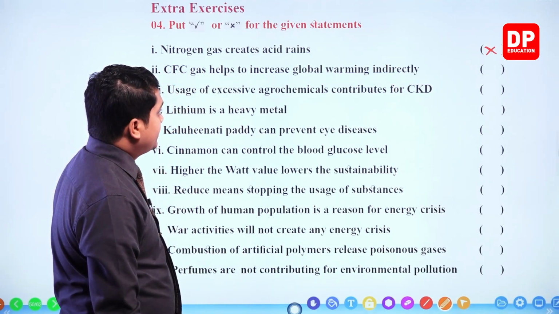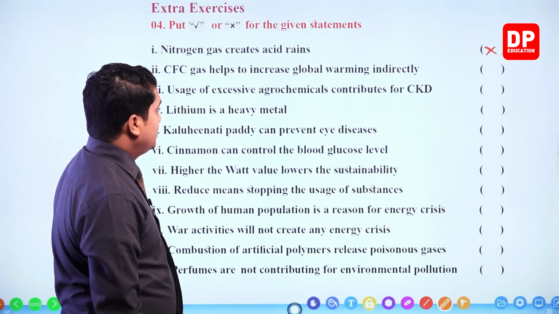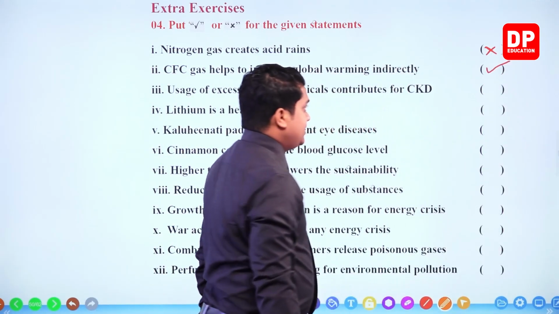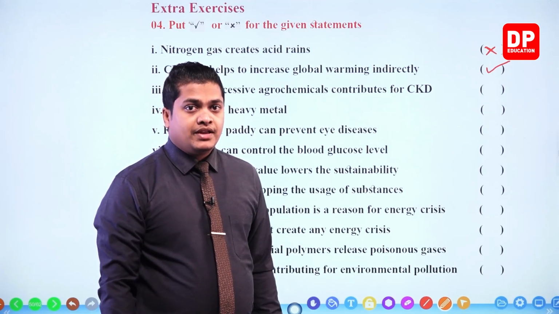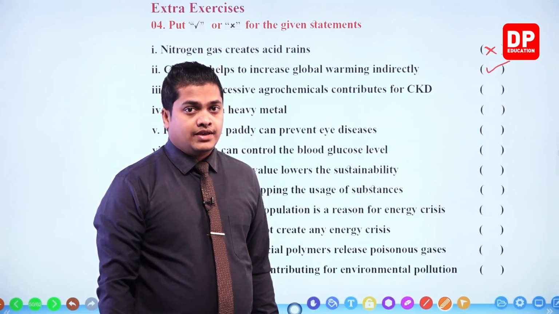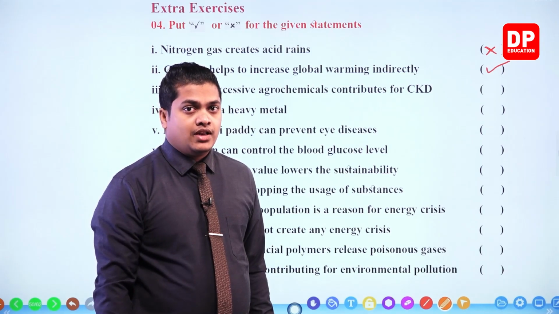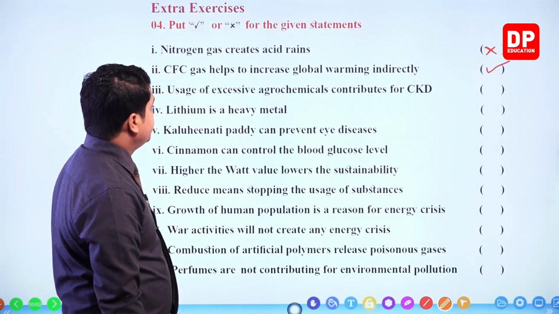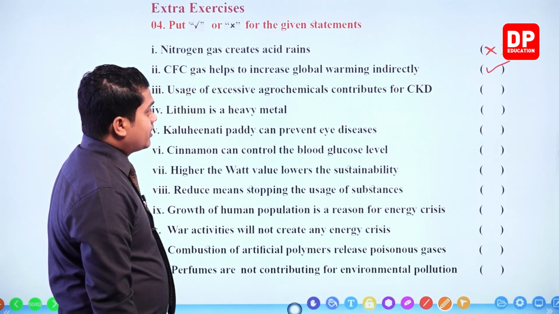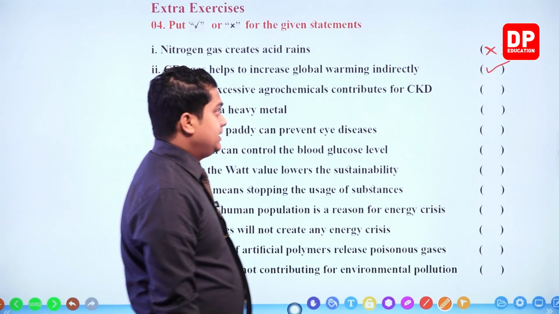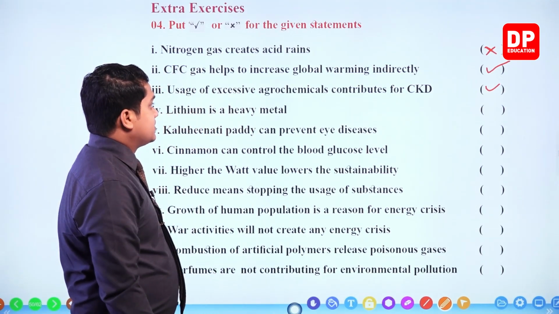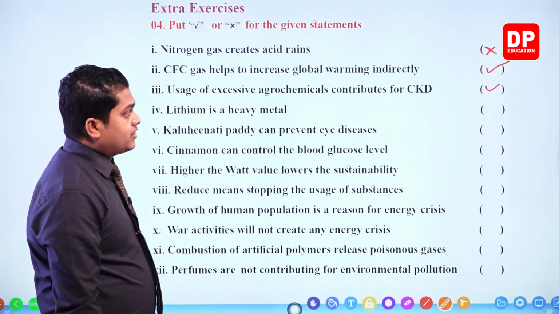CFC gas helps to increase global warming indirectly. Correct, no problem, because CFC gas has the ability to deplete the ozone layer. Because of ozone layer depletion, it indirectly helps to increase the global warming process. So it is correct. Usage of excessive agrochemicals contributes to CKD. Correct? Absolutely correct. Usage of excessive agrochemicals will contribute to CKD.